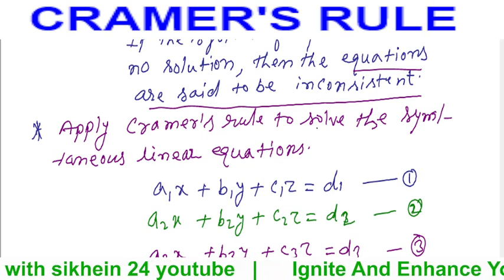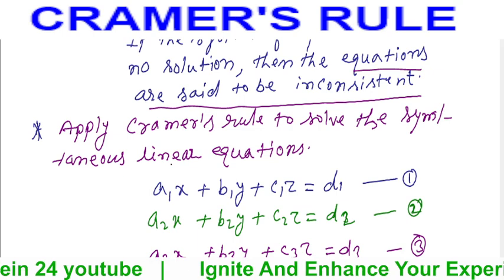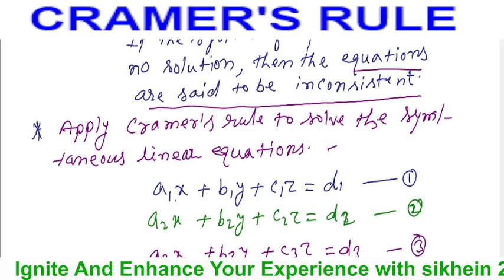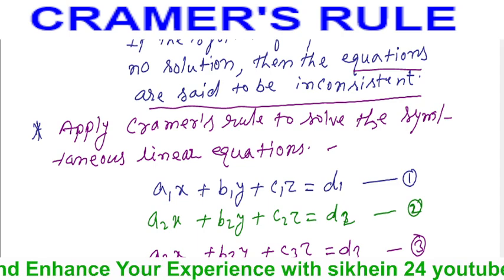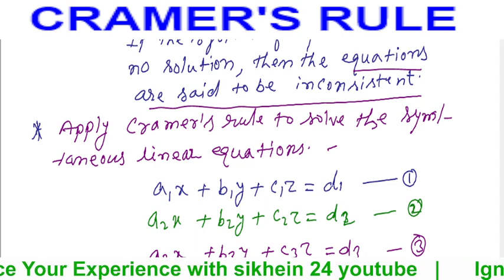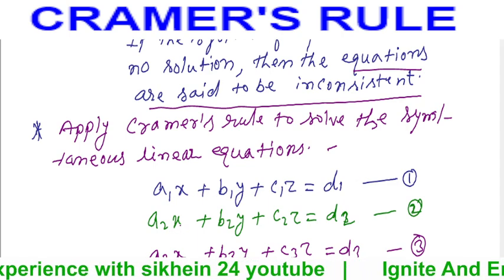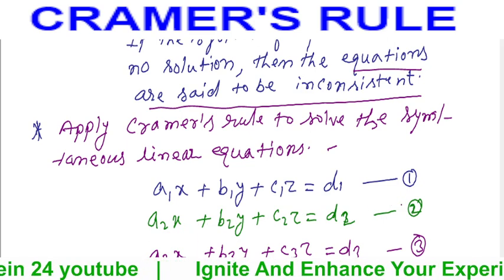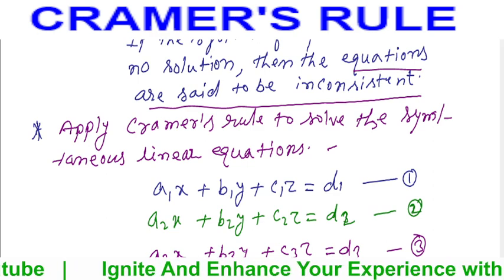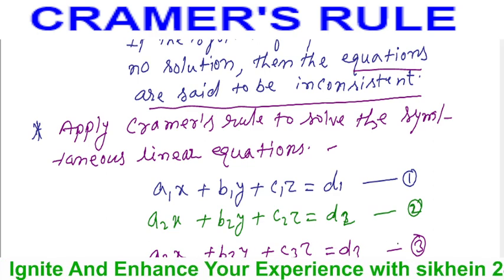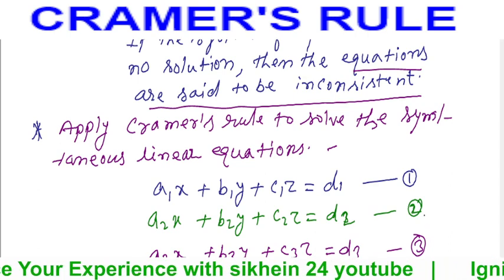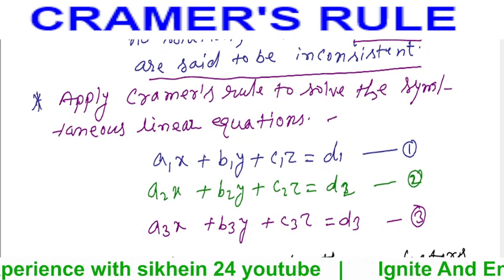Next, apply Cramer's rule to solve simultaneous linear equations. We have three equations. You can see on the screen: a1x plus b1y plus c1z equal to d1, a2x plus b2y plus c2z equal to d2, and a3x plus b3y plus c3z equal to d3. Equation 1, 2 and 3. So let us start to solve.